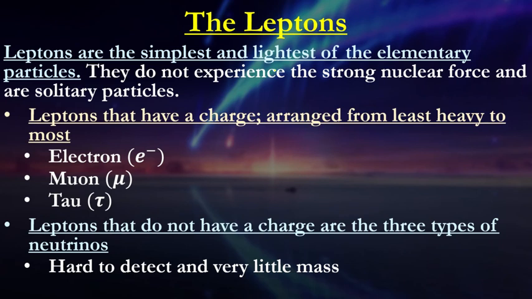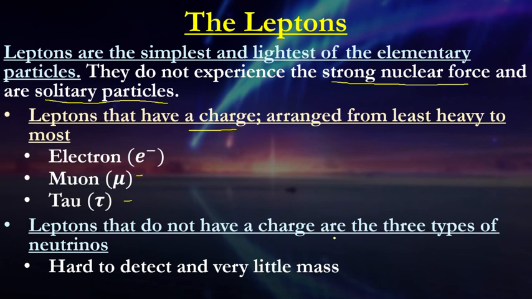Okay, so they are probably the smallest in terms of mass, for elementary particles. They don't experience the strong nuclear force, which means that they tend to be in solidarity most of the time. You can split it up into 2 categories. You can have the charged leptons. The electron is the least heavy, and then we get to tau, which is the most. They are also -1 charges.